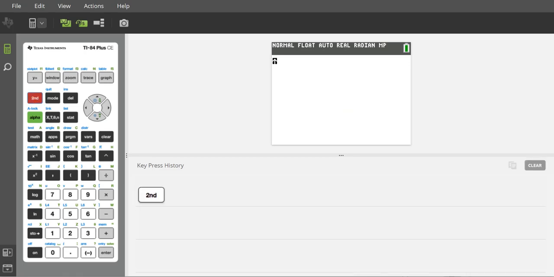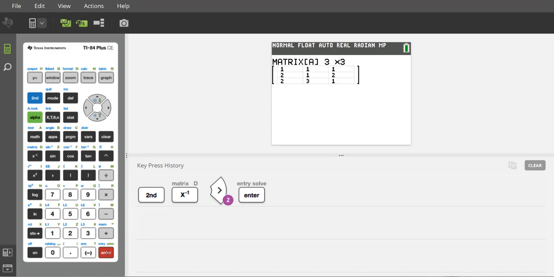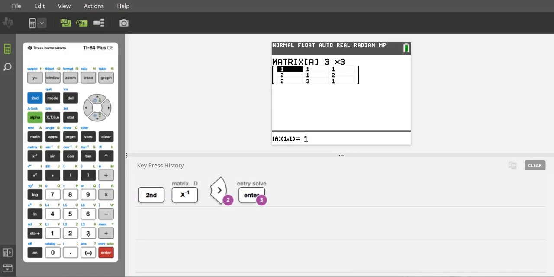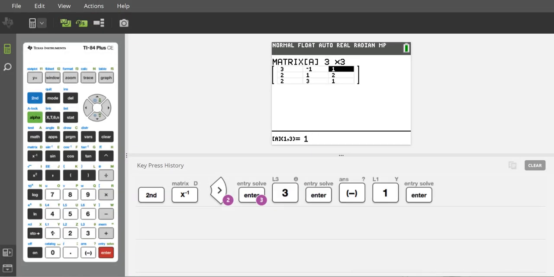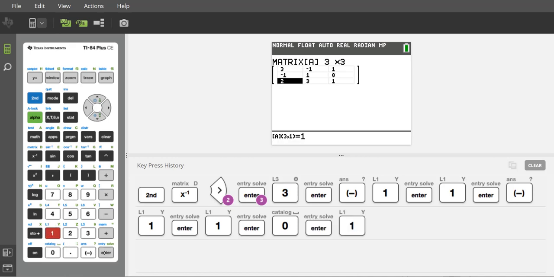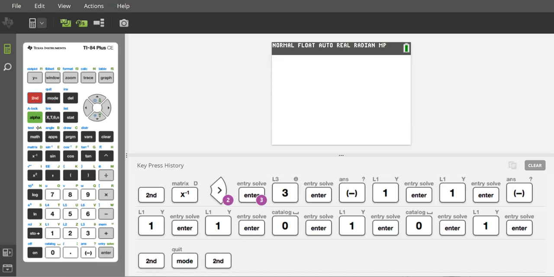Okay, here we go. Second matrix. This is edit the matrix. It is a 3 by 3, and my matrix is 3, negative 1, 1, negative 1, 1, 0, 1, 0, 1. Do second quit, second matrix, and look at it. Make sure that's right. It is.